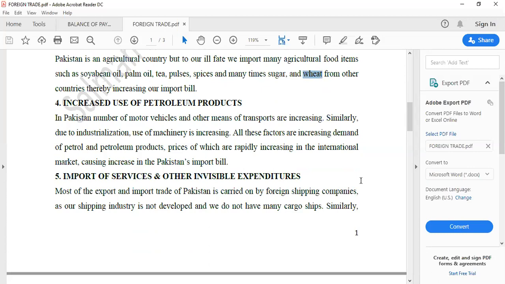Then is increased use of petroleum products. Pakistan does not have any petrol or oil reserves. Out of the total imports of Pakistan, 32% of the total import bill is dedicated to petroleum or related products. Why do we import petrol? Why are we in need of so much oil? Because oil is used in industry. It is used by transport as well, and it is a general item which is used on a daily basis in almost every business.